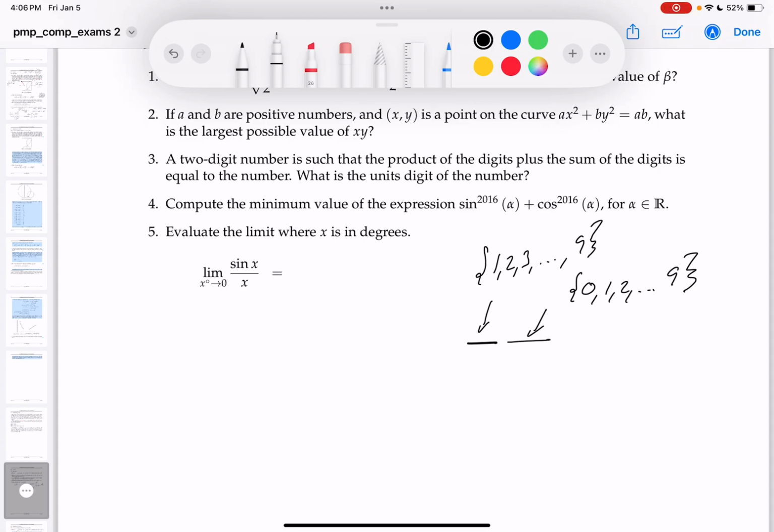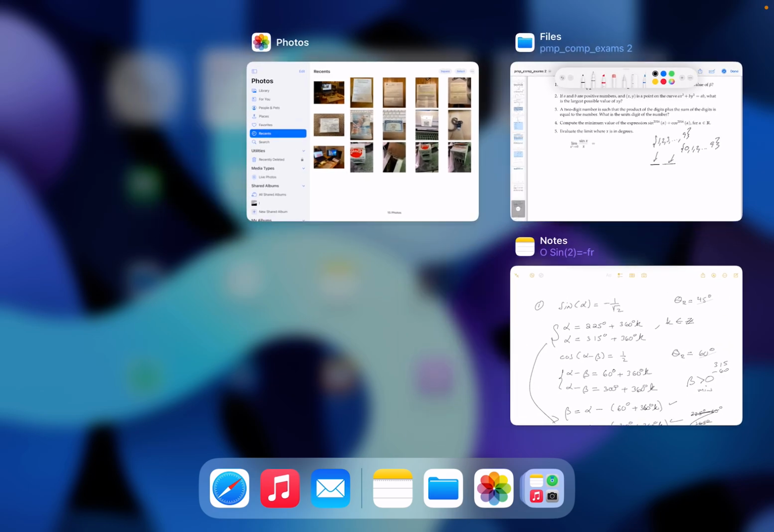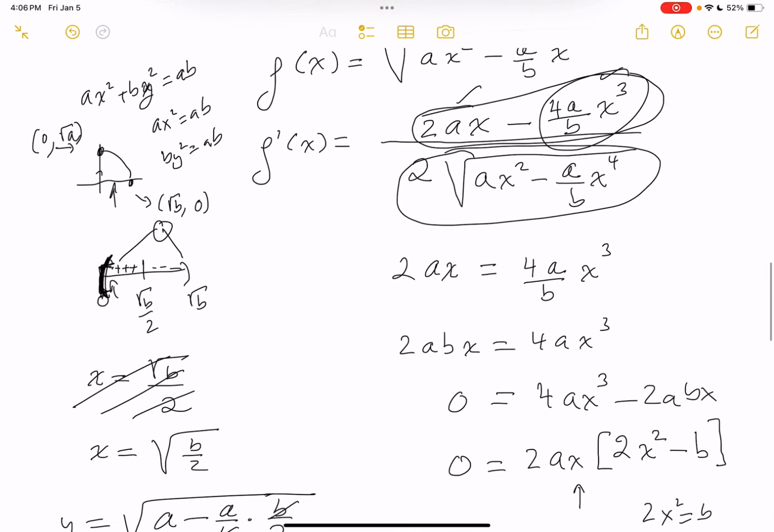Okay, we're on number 4, and 4 says compute the minimum value of the expression. So I'm thinking that this probably is best left to doing the calculus. All right, I'm going to go to the whiteboard now, and I'm going to write the problem down for you. And again, this is a function of alpha.